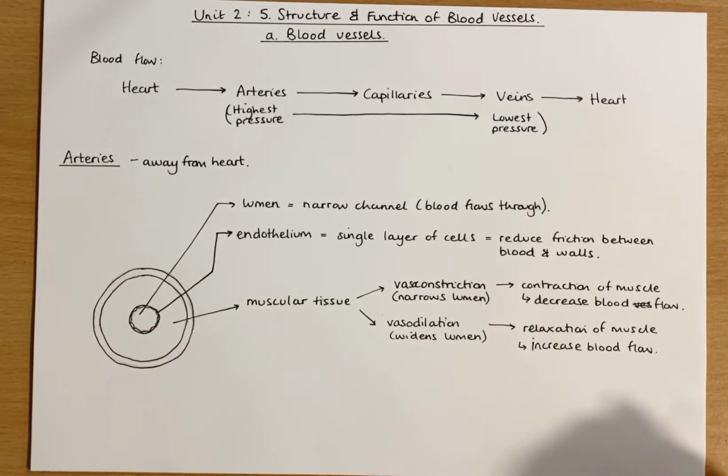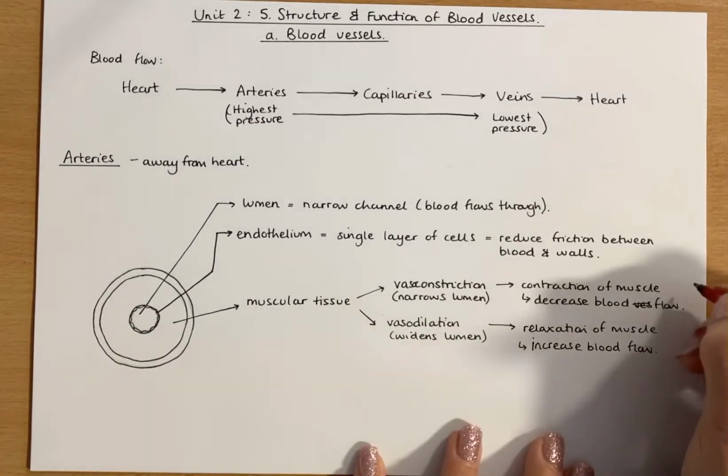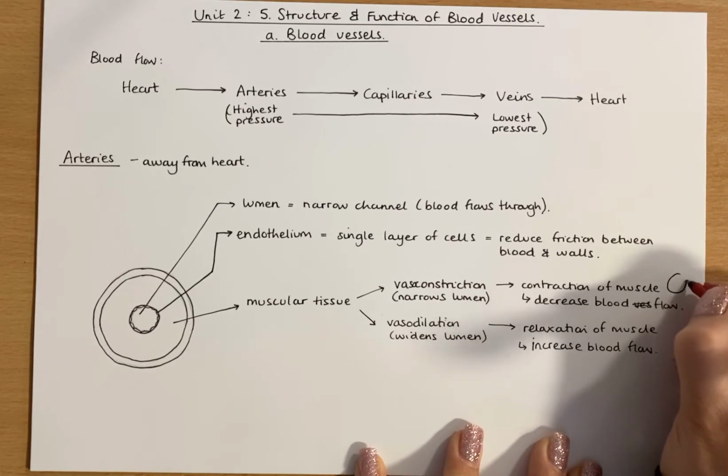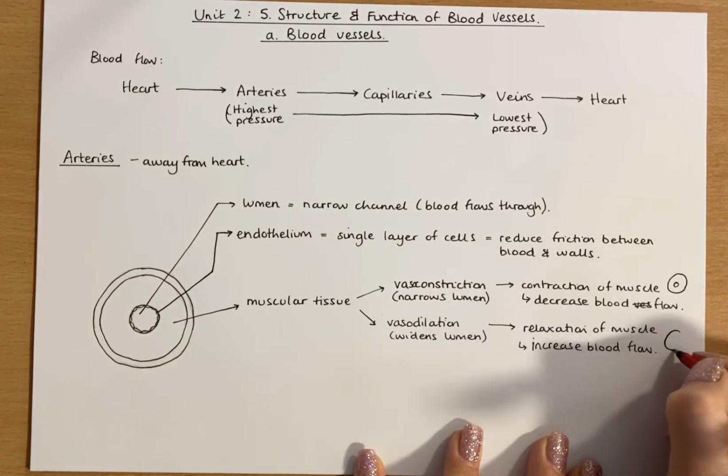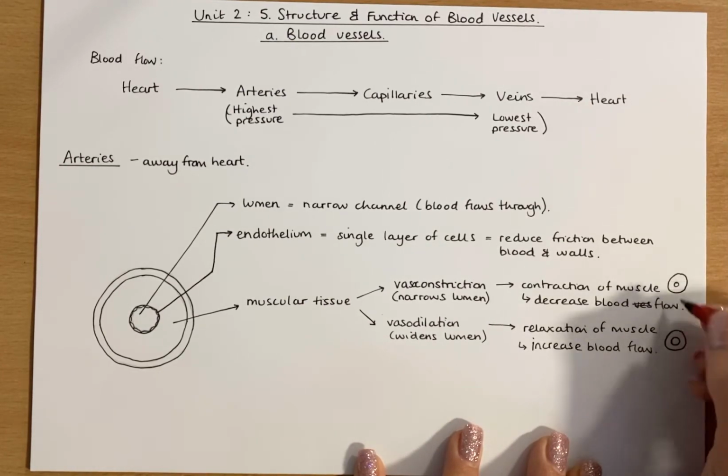So if you look at the lumen of an artery that is vasoconstricting, it's got a really narrow lumen. But a lumen of an artery that is vasodilating is way wider. So see the difference between these two. This is constricting because it's narrower. This is dilating because it's wider.